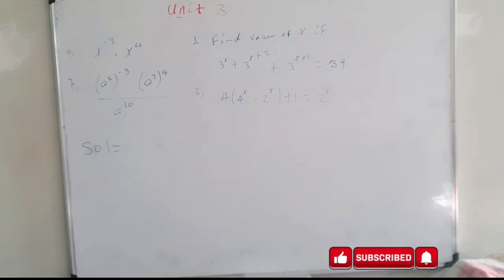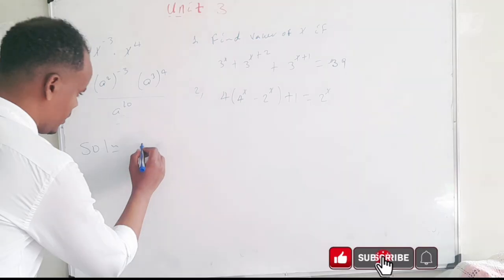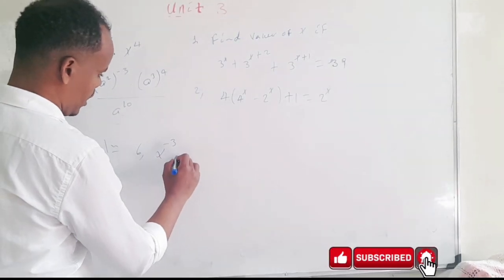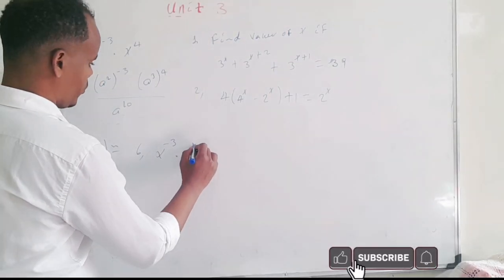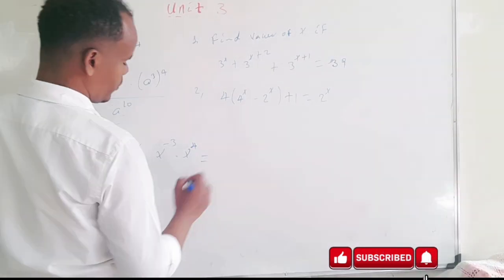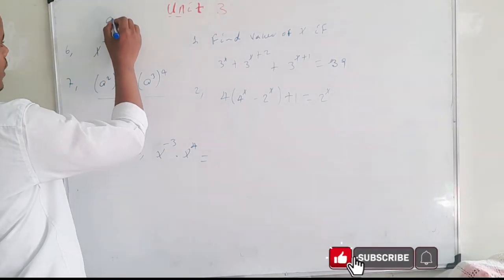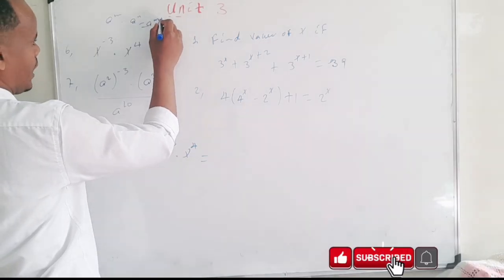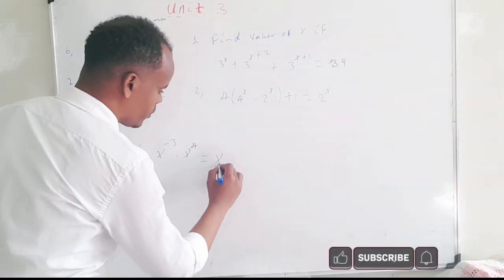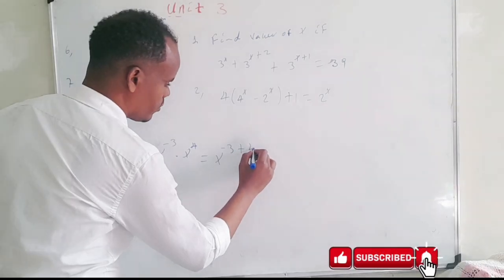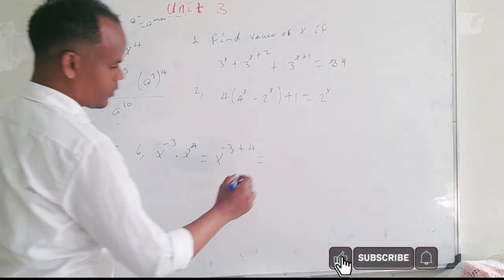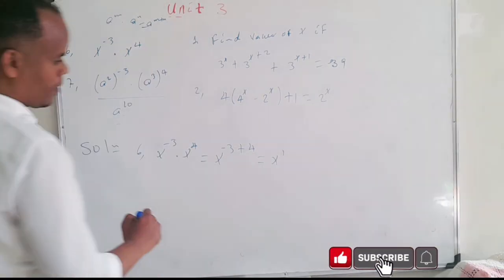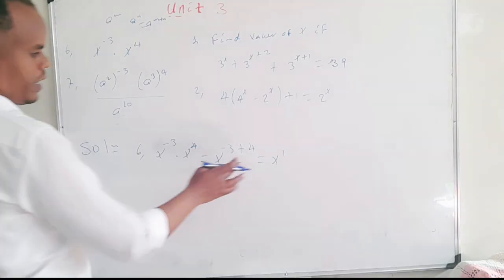Solution number 6: another law, x to the power of minus 3 times x to the power of 4. Using a to the power of m times a to the power of n is equal to a to the power of m plus n, that is x to the power of minus 3 plus 4, that is x to the power of 1, or simply x.